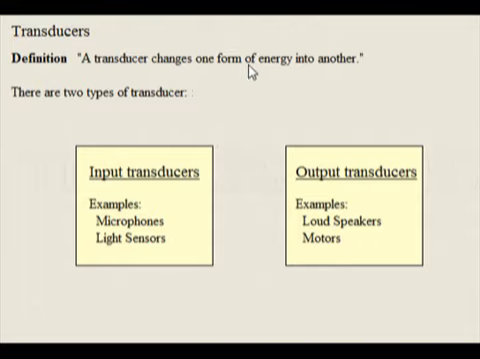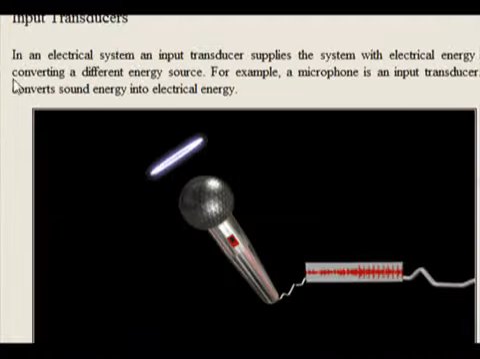A transducer changes one form of energy into another. There are two types of transducer: input transducers, for example microphones and light sensors, and output transducers, for example loudspeakers and motors.